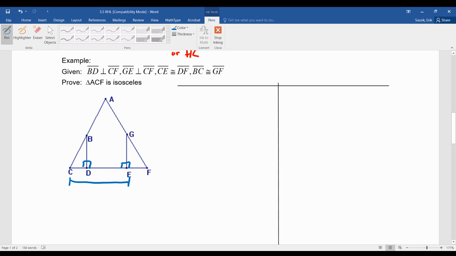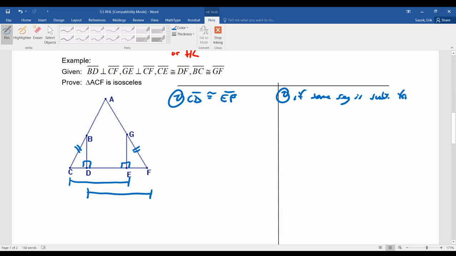CE congruent to DF, BC congruent to GF. Hey, I think I can do something with those two little triangles on the corners. First, I'm going to say that CD is congruent to EF if the same segment is subtracted from congruent segments, then the differences are congruent.